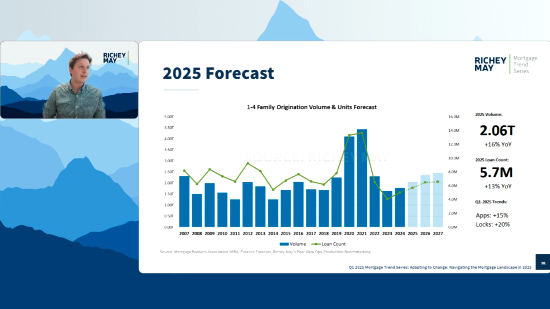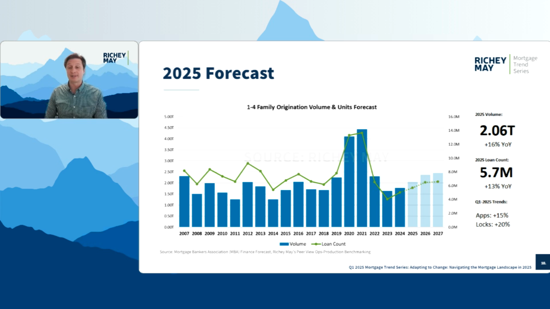Now, the good news is that as we look at the 2025 forecast, they've got a 16% year over year increase in volume. They've got a 13% year over year increase in loan count. And if we look at Richey May, we have some benchmarking data on production. We've got some real-time benchmarks on application, lock, and funded unit activity. We're actually seeing that Q1 is off to a good start. We're actually outperforming some of these numbers.